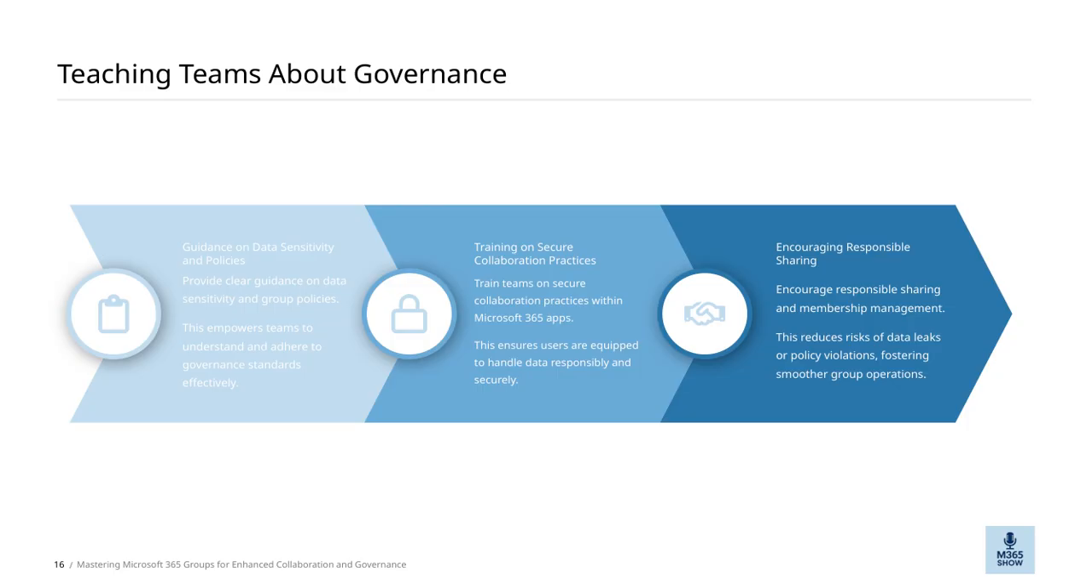It's all about fostering a culture where everyone understands the importance of handling information carefully. Next, it's crucial to train our teams on secure collaboration practices within Microsoft 365 apps. When users know how to share and work securely, they're better equipped to handle sensitive data properly, safeguarding our organization's information at every step. Finally, providing clear guidance on data sensitivity and group policies is essential. When teams understand what data is sensitive and the rules around it, they can follow governance standards more effectively. This combination of responsible sharing, proper training, and clear policies creates a strong foundation for secure and efficient collaboration.